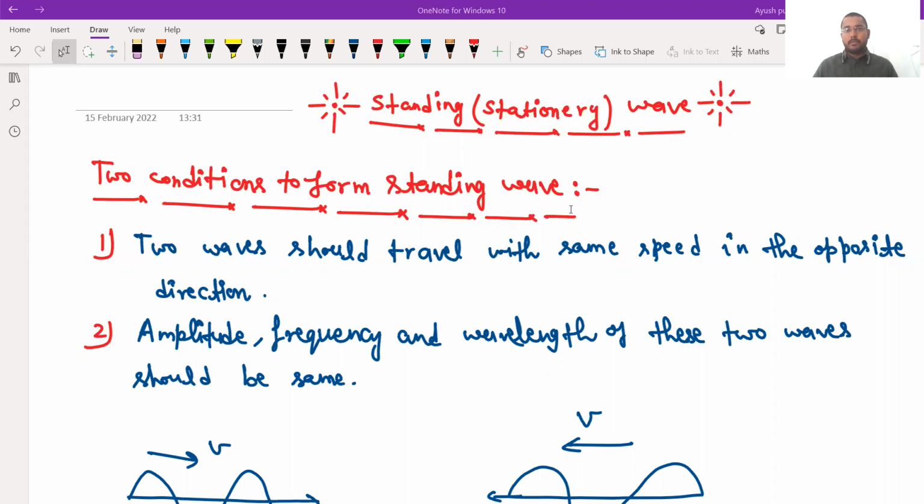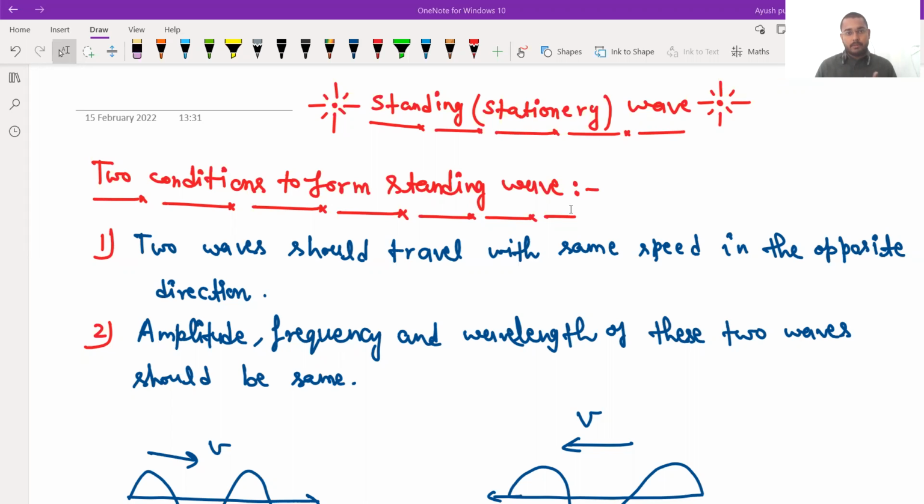These waves are also called stationary waves. In the first part, I will discuss the conditions to form standing waves and the mathematics behind how they form. In the second part, I will tell you what a standing wave is, its physical significance, and what shape it takes after forming. So I will divide this topic into two levels. First, the conditions to form a standing wave.